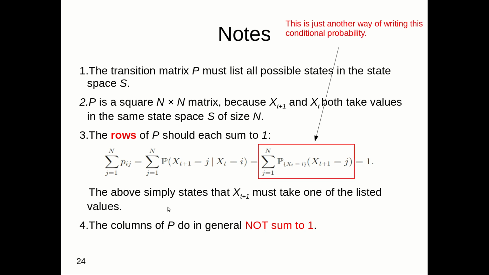Okay. And the other thing I wanted to mention in terms of notation: if you're a little bit irritated by this notation here, this is just another way of writing this conditional probability, right? So the probability of being in state j at time t+1, given that we're currently in state i. This means exactly the same. It's just a different way of writing it.